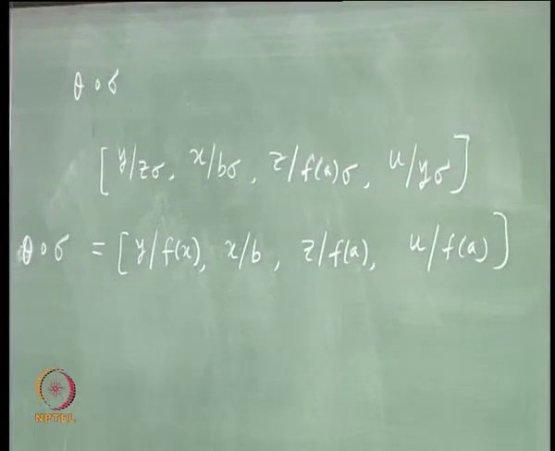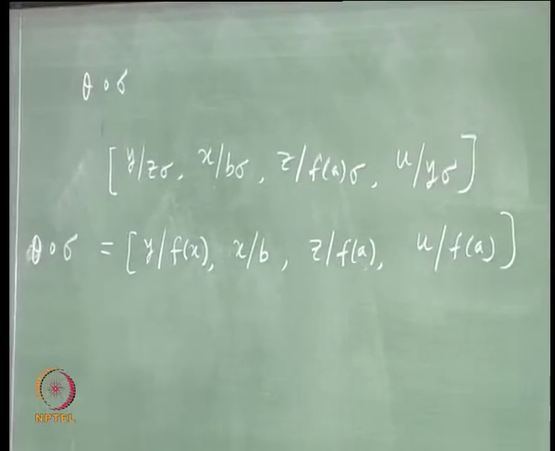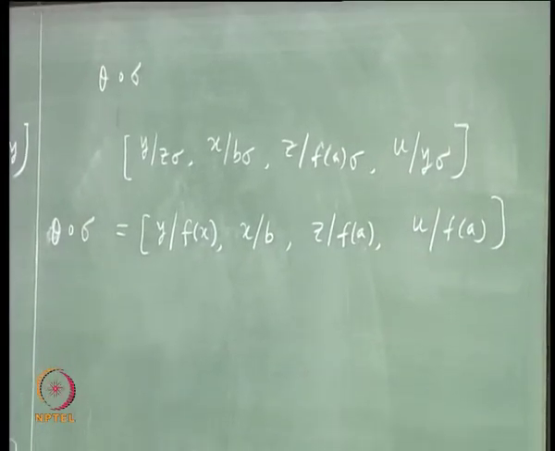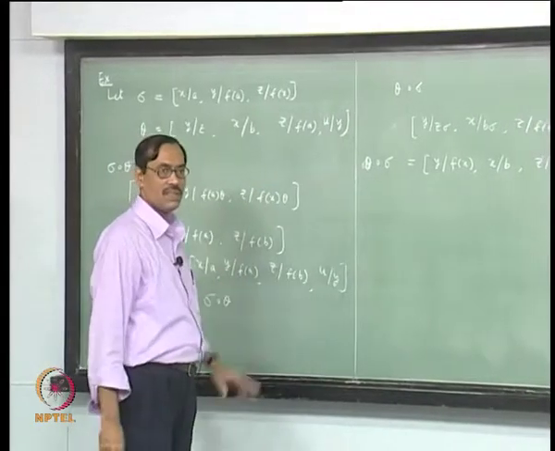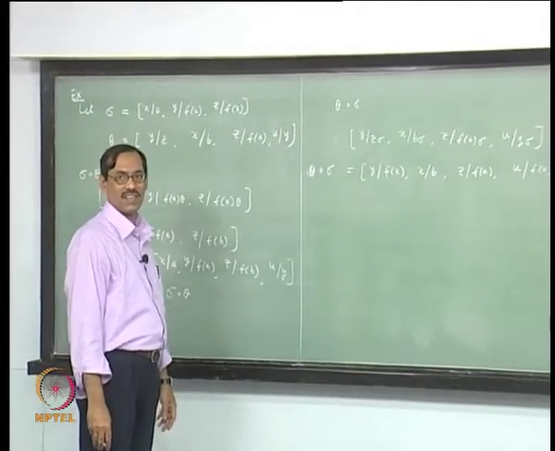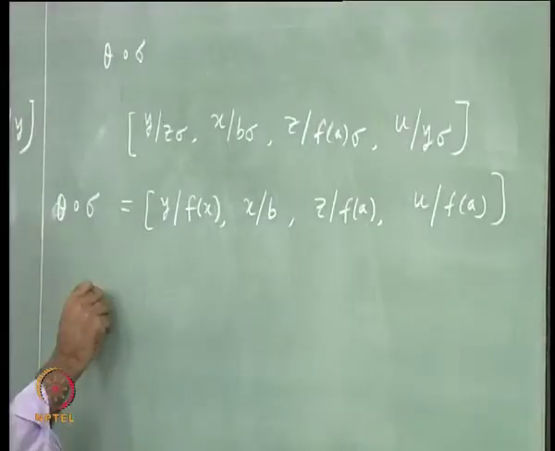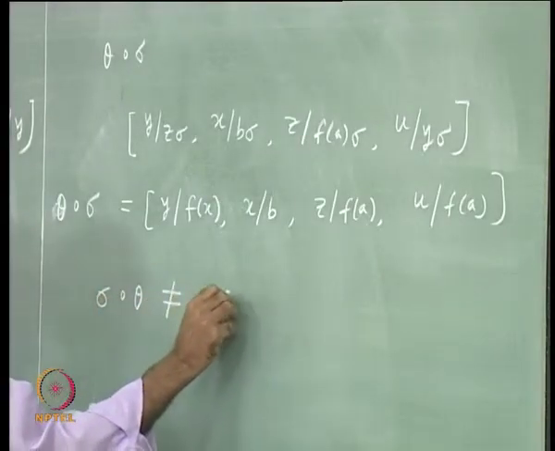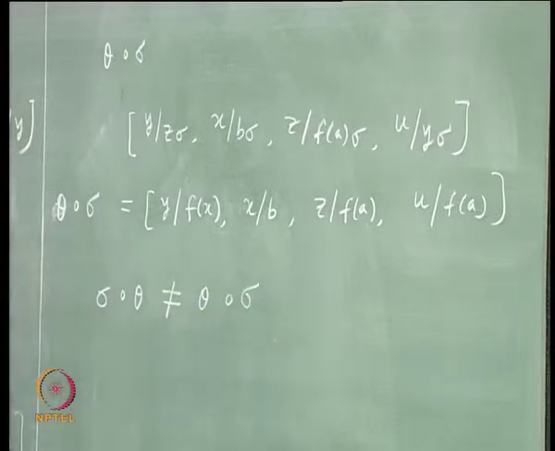Are they same? No, right, they are different, because x to a, x to b, we found the difference. We can go further, but that is fine. So, we see that sigma composed with theta is not equal to theta composed with sigma. It is just like your permutations. Two permutations need not commute. That is exactly what is being done here also.